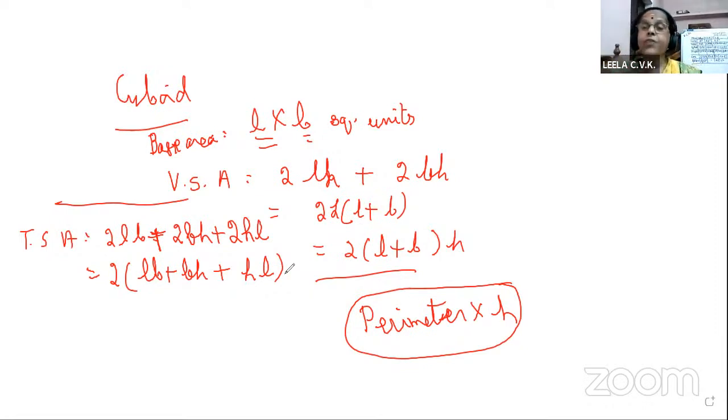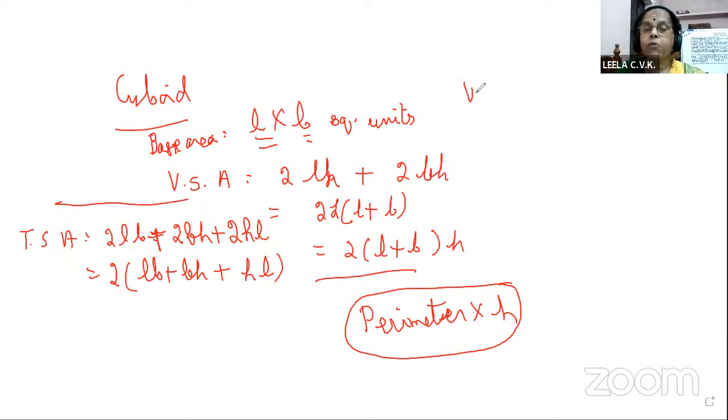Cyclic. That is, we are just replacing it in turn. That is A by B, B by C, C by A. Like that, you must have studied in some formulas. So this is one cyclic form. So it will be easy to remember. 2 into (LB plus BH plus HL). So now we have seen base area, vertical or lateral surface area, and total surface area. Now in the case of this cuboid, only one is remaining.